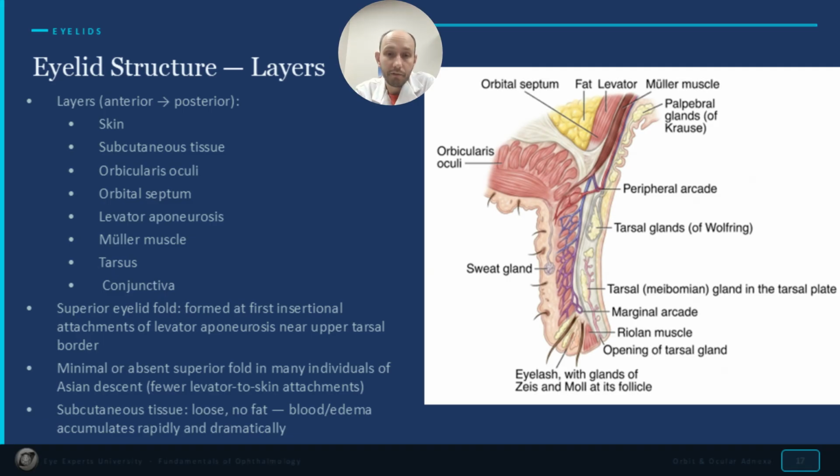Now, the superior eyelid fold is formed by the first insertional attachments of the levator aponeurosis to the upper tarsal border. A minimal or an absent superior fold is common in some individuals, especially with Asian descent. There's just fewer levator to skin attachments.